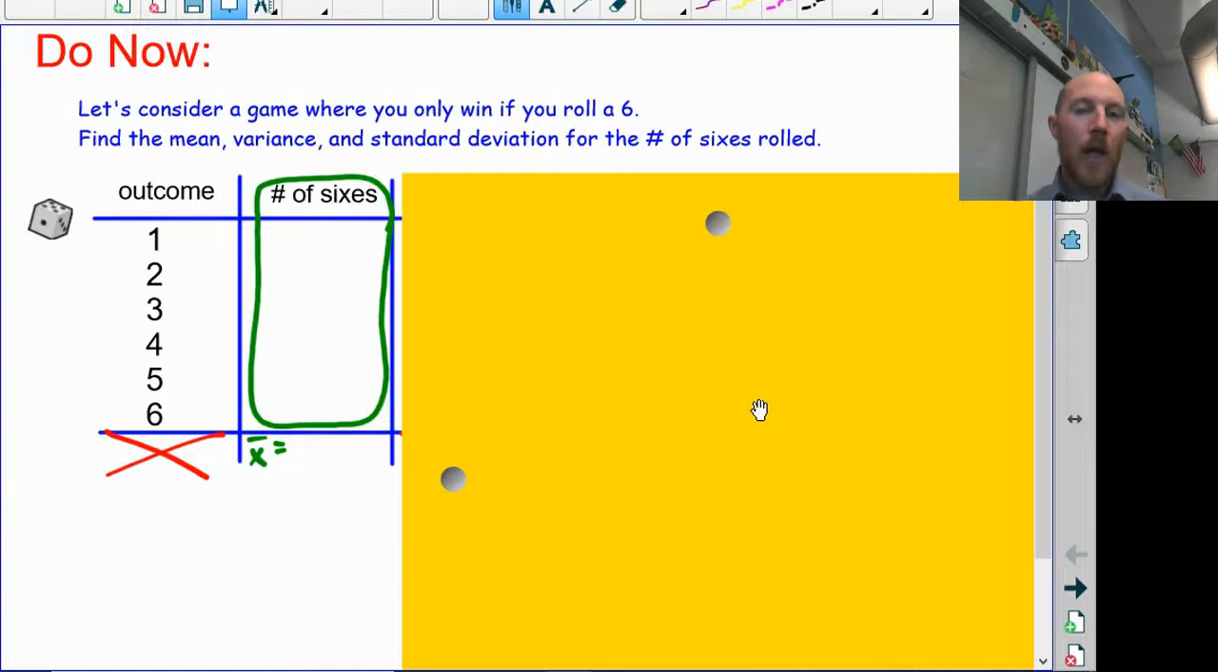Hey, so we're gonna play a game. Here's the way the game works. You roll a die, and the only way you win is if you roll a 6. All right, so I've got all the outcomes listed there in the first column.